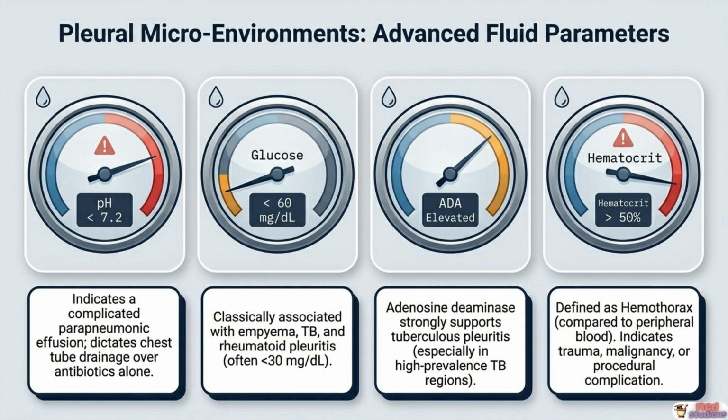Finally, a pleural fluid hematocrit greater than 50% of the peripheral blood hematocrit defines a hemothorax, indicating trauma, malignancy, or a procedural complication as the underlying cause. Together, these 4 parameters allow remarkably precise characterization of the pleural microenvironment from a single diagnostic thoracentesis sample.